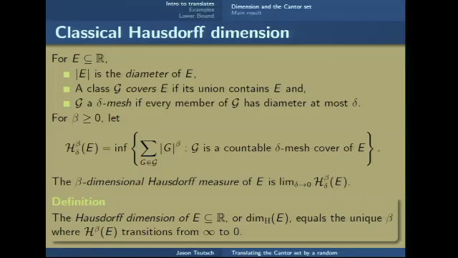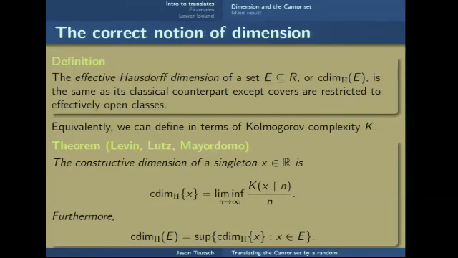And for some reason, not too deep, the dimension is equal to, there's actually a point where it switches from infinite to 0. This is the place where that happens, and it is called the Hausdorff dimension of the set E. Okay, so we can effectivize this notion by insisting that the covers are effectively open classes. So the effective Hausdorff dimension, which I call C dim H, is the same as its classical counterpart, except the covers are effectively open classes.